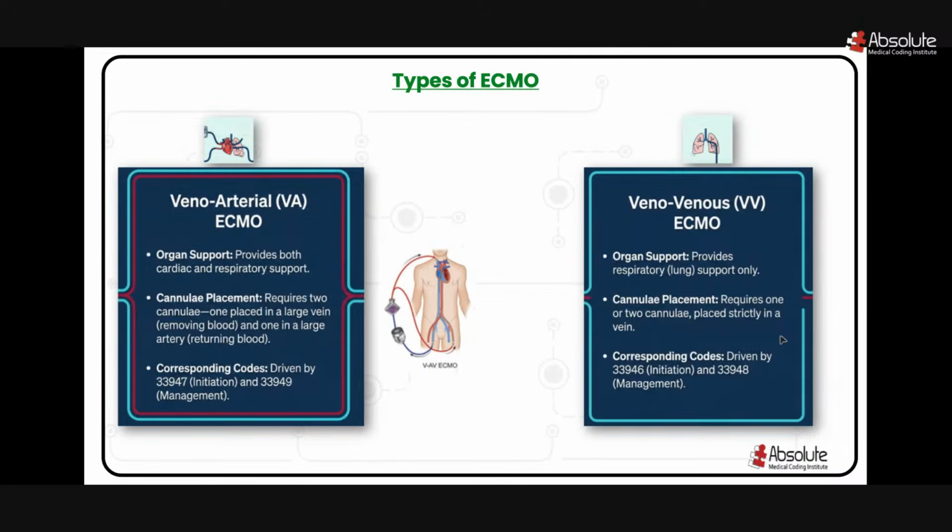separate cannulas in a venous ECMO, and you can see how it looks, right? So here blood is returned into the vein rather than an artery, and that's why a venous ECMO supports oxygenation but does not provide direct cardiac support. So that's a distinction between a VA ECMO as well as a venous or VV ECMO.